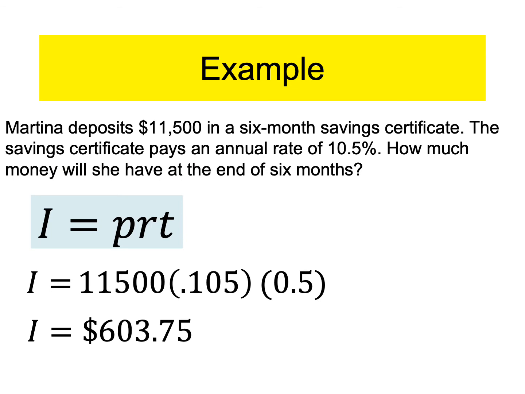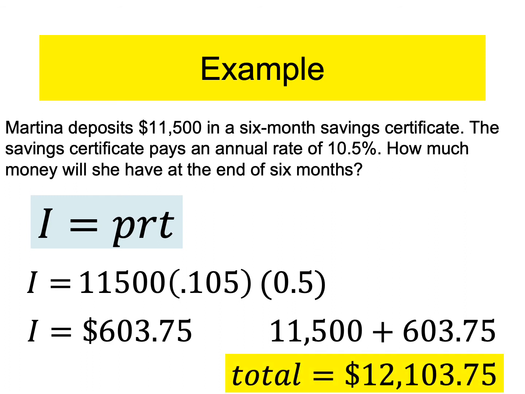So in order to calculate how much she has at the end of 6 months, we take those two numbers and we add them up. The original amount, the principal, $11,500, plus the interest, she made $603.75. She winds up with $12,103.75.